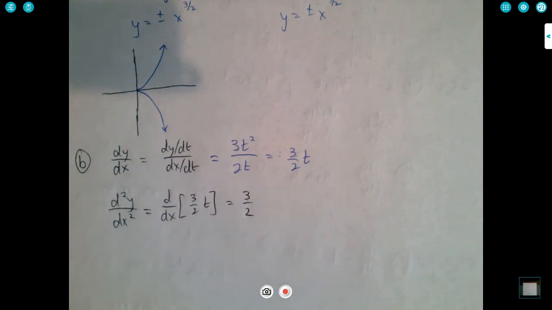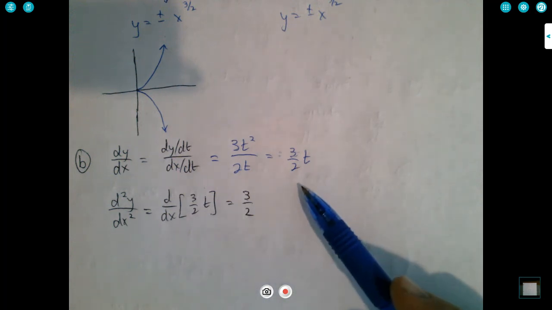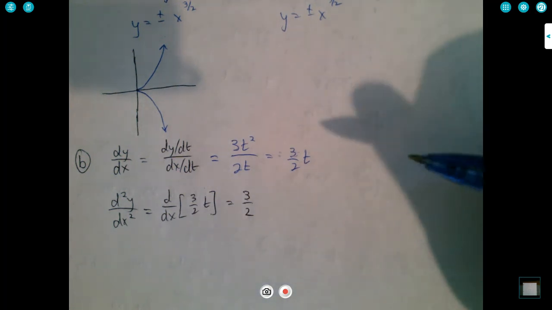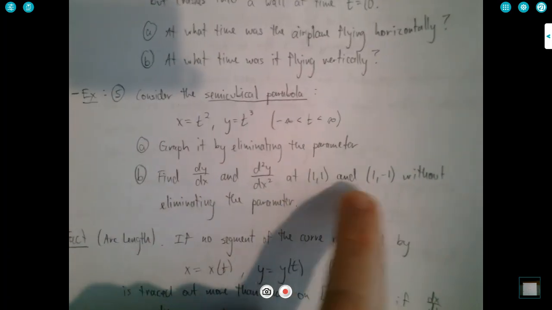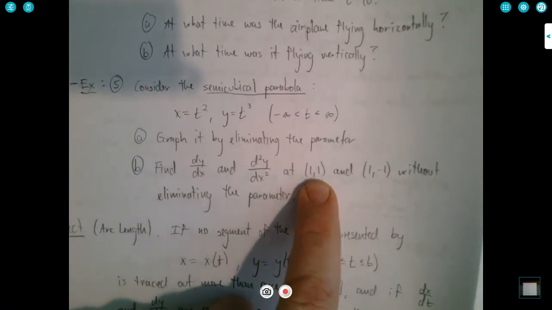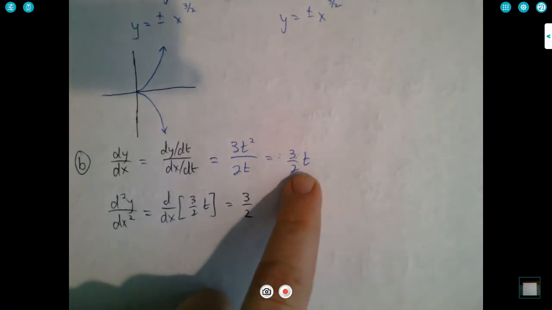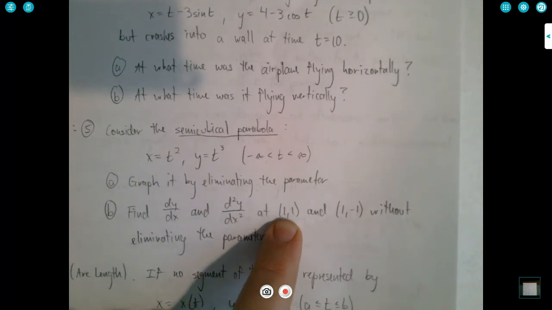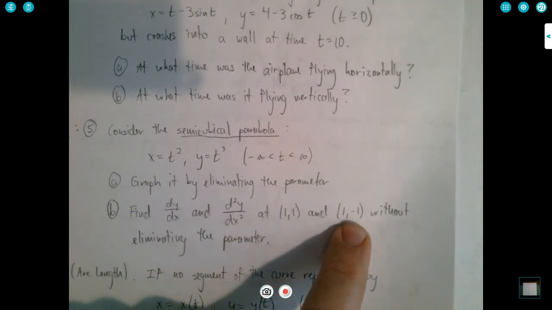That's okay. The reason I wasn't expecting to get a constant is because they want us to evaluate these derivatives at specific places. They want us to find these derivatives at the points 1, 1 and 1, -1. Now here we have a problem because these coordinates are given in x, y, and this derivative is given in t. So we need to figure out what t corresponds to the points 1, 1 and 1, -1.